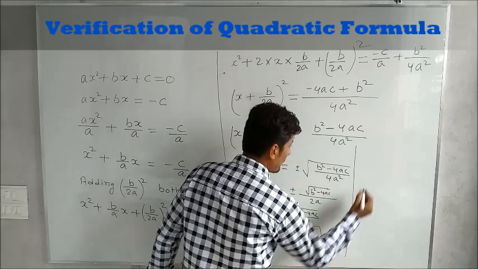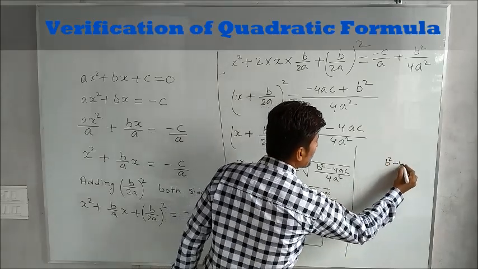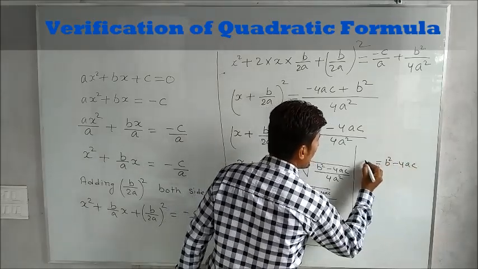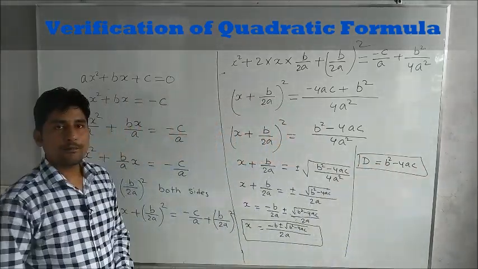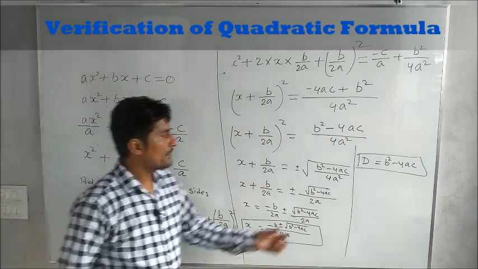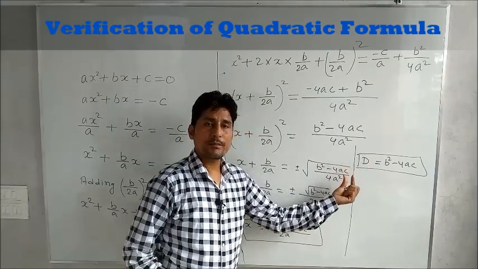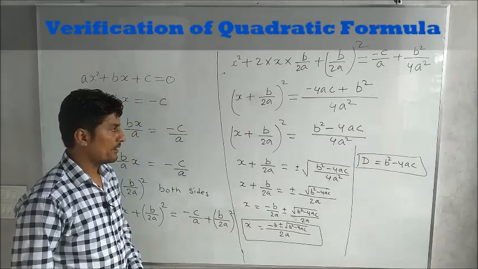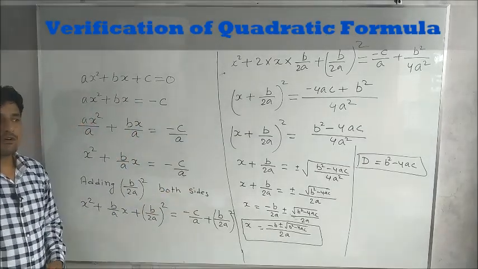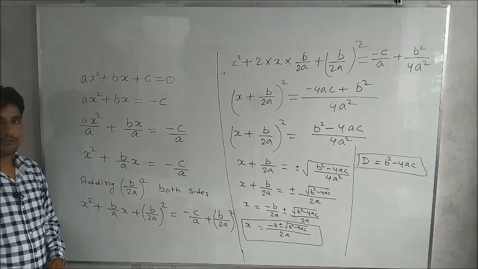Here b square minus 4ac is termed as discriminant. D equals to b square minus 4ac. Means D stands for discriminant. So D is equals to b square minus 4ac. So this is our verification of quadratic formula.